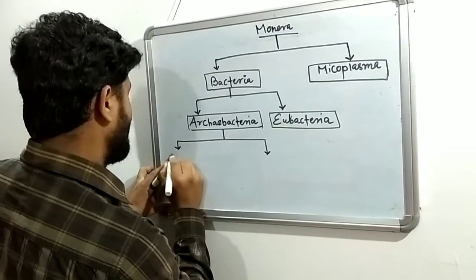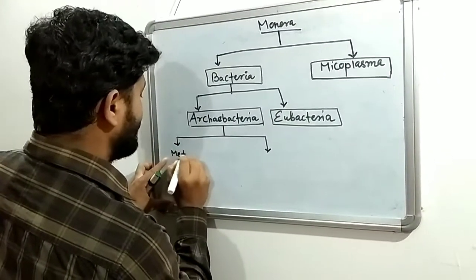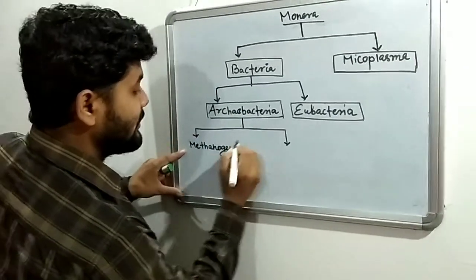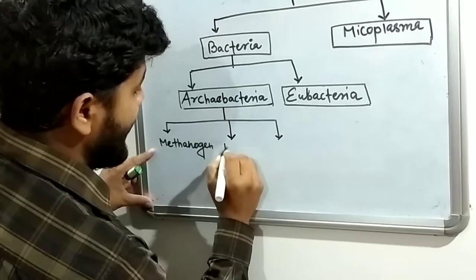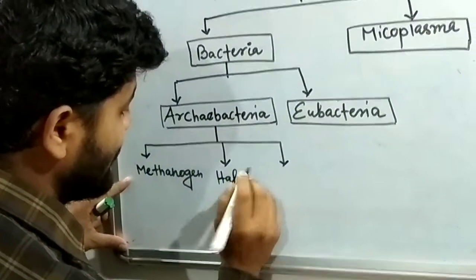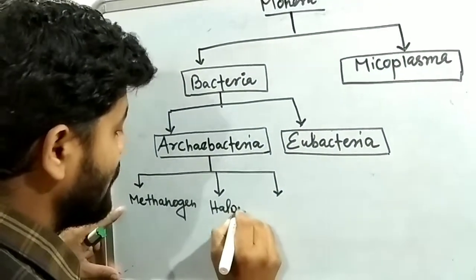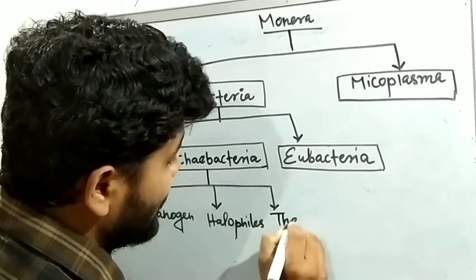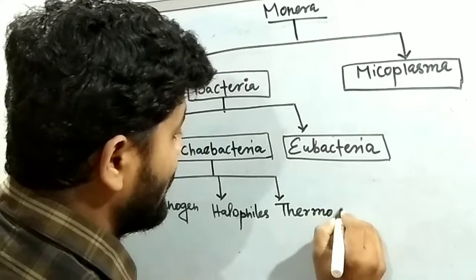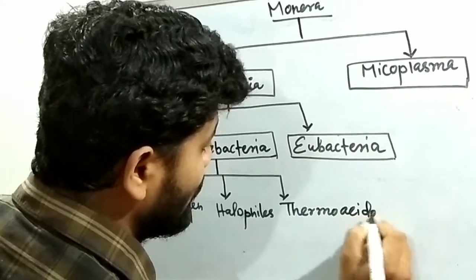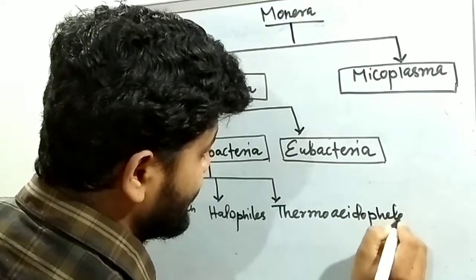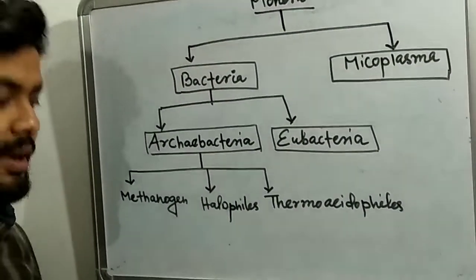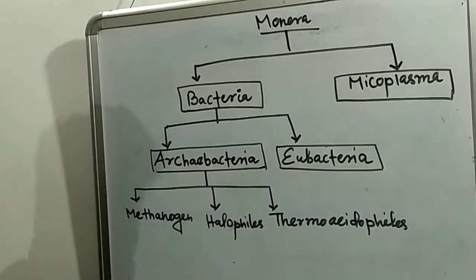These are Methanogens, Halophiles, and Thermoacidophiles or acidophiles. So these are the 3 different types of Archaebacteria. Now there is also a division of Eubacteria.